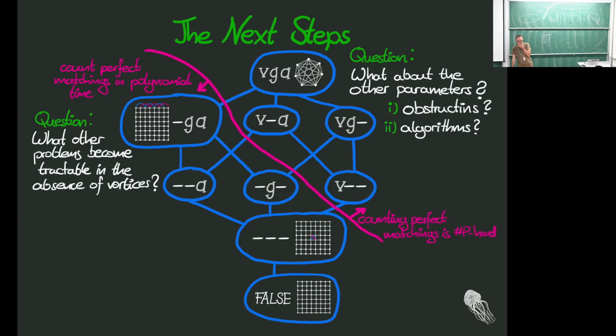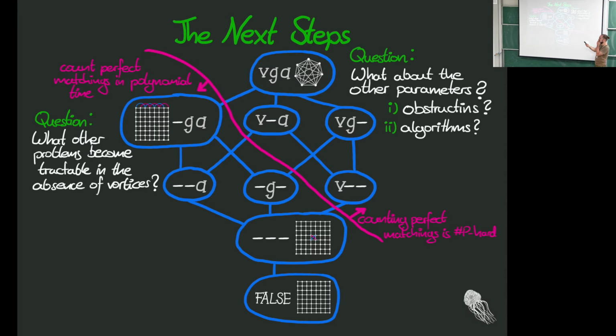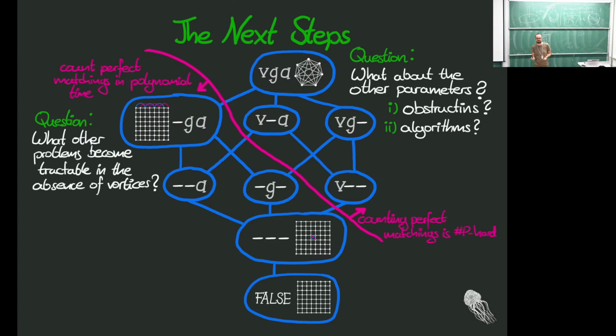And then the second relatively obvious question is, there's of course 5 more guys left. What can we do with these? What are the abstractions? What type of problems can we expect to solve in polynomial time if one of the other 5 parameters is bounded? So what is the complete picture of this hierarchy? And that's it. Thank you.